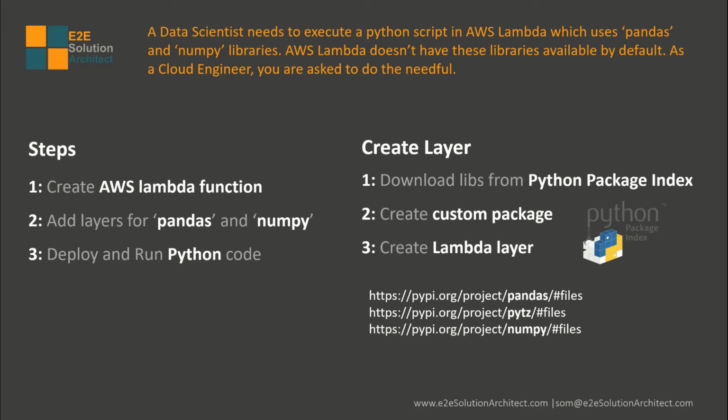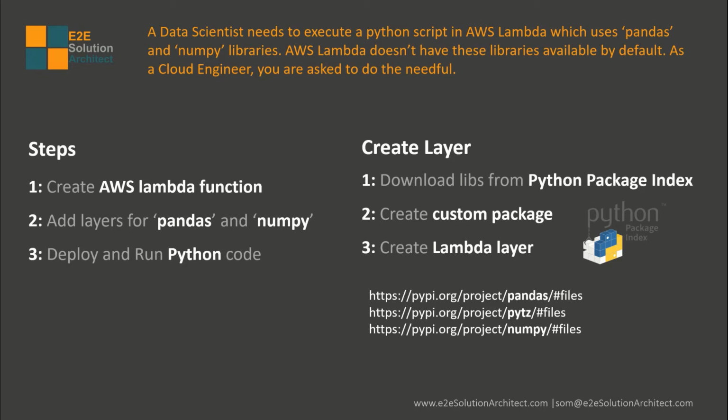We have 3 steps to perform. First is to create an AWS Lambda function. Second is to add layers for pandas and NumPy. Third is to deploy and run the Python code. I will show every step. Now to create the layer, we have to download the libraries from the Python Package Index, then create a custom package, then create the Lambda layer and attach that Lambda layer to the particular Lambda function.